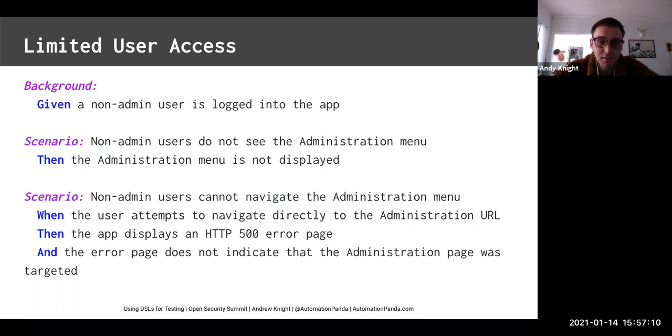But more deeply, let's say the user were to try to do something devious and directly navigate to the administration URL. If they were to try that, then what should happen? Then the application displays an HTTP 500 error page, and the error page does not indicate that the administration page was targeted, right? Kind of keeping it obfuscated.